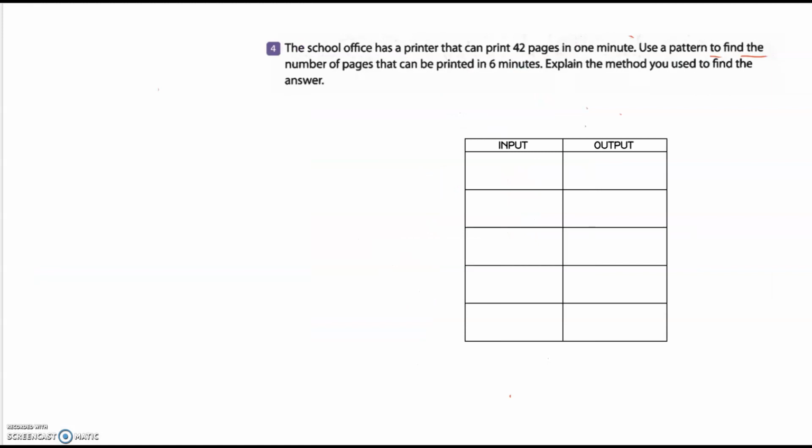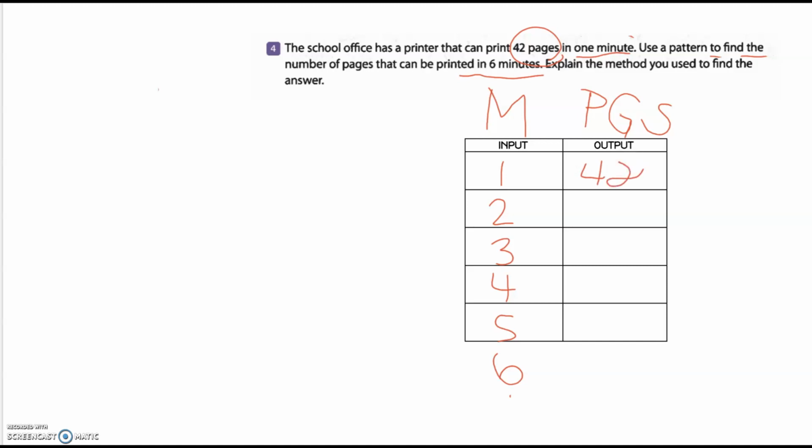The school office has a printer that can print 42 pages in 1 minute. Use a pattern to find the number of pages that can be printed in 6 minutes. Explain the method that you used to answer the question. All right, so I know that there are minutes and there are pages. I know I need to go to 6 minutes. And I know that each minute there's 42 pages.